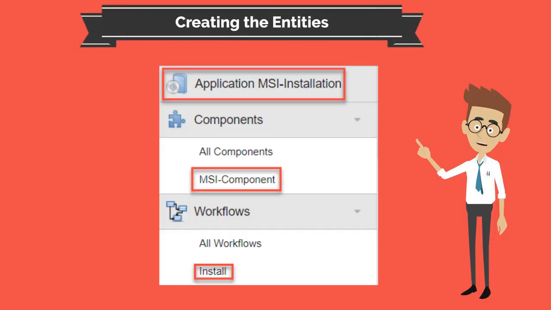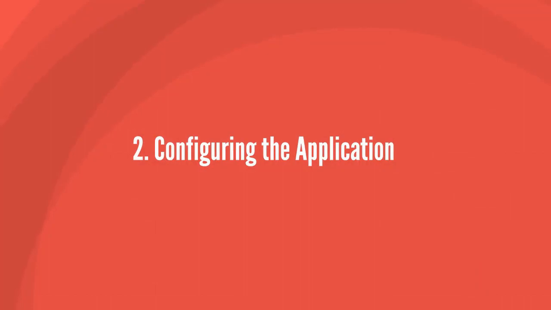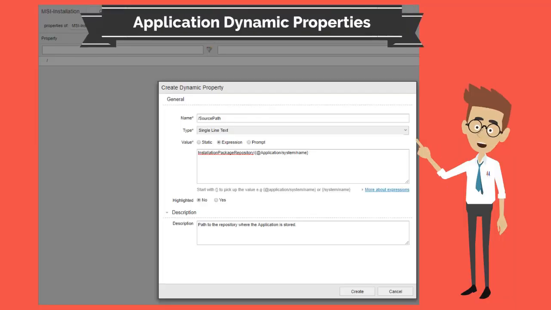First, I will create an application, a component, and a deployment workflow, which is a workflow of type install. Alternatively, you can create the entities with the application wizard. After creating an application entity in CDA, I have to define the path to the directory where my real application is stored. To do so, I create a new dynamic property of type expression in the MSI installation application.